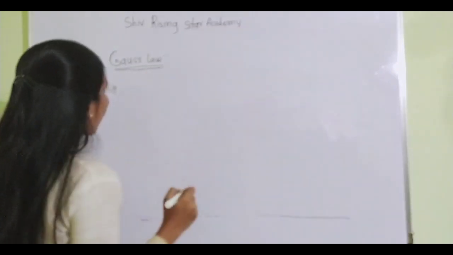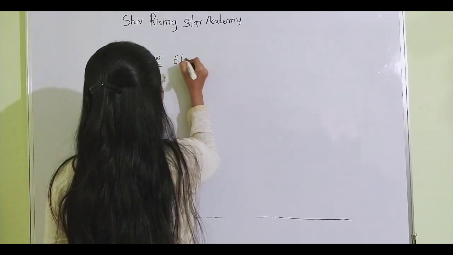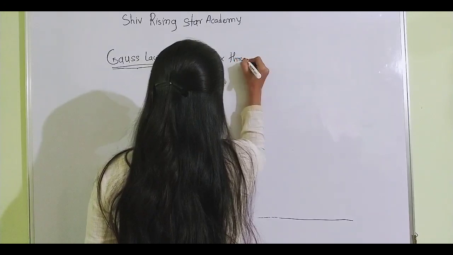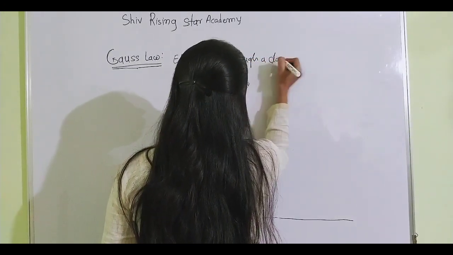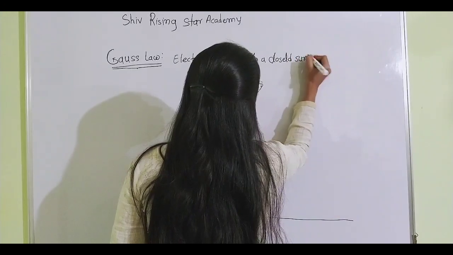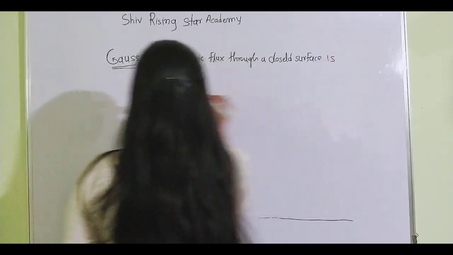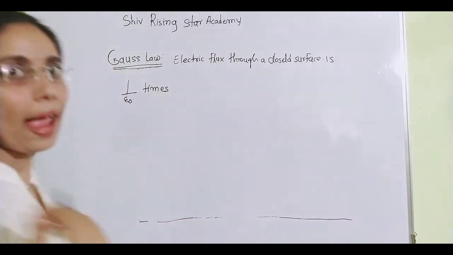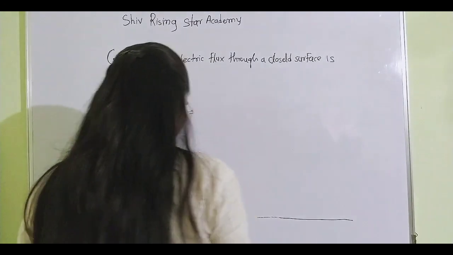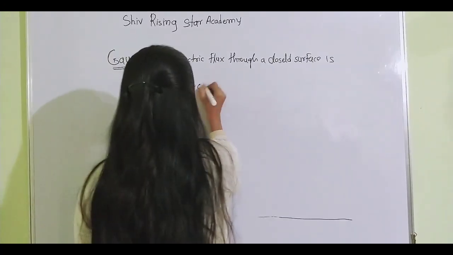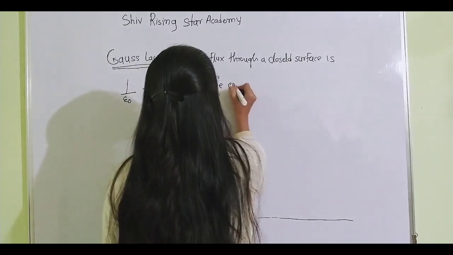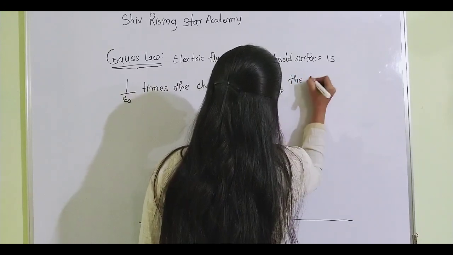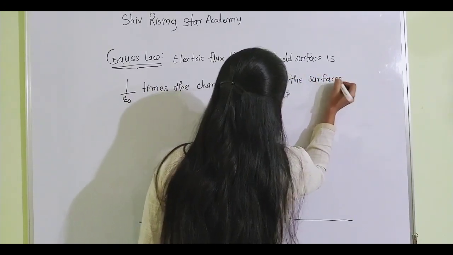Gauss's law. Gauss's law is that the electric flux through a closed surface is 1 by epsilon naught times the charge enclosed by the surface. This is Gauss's law.